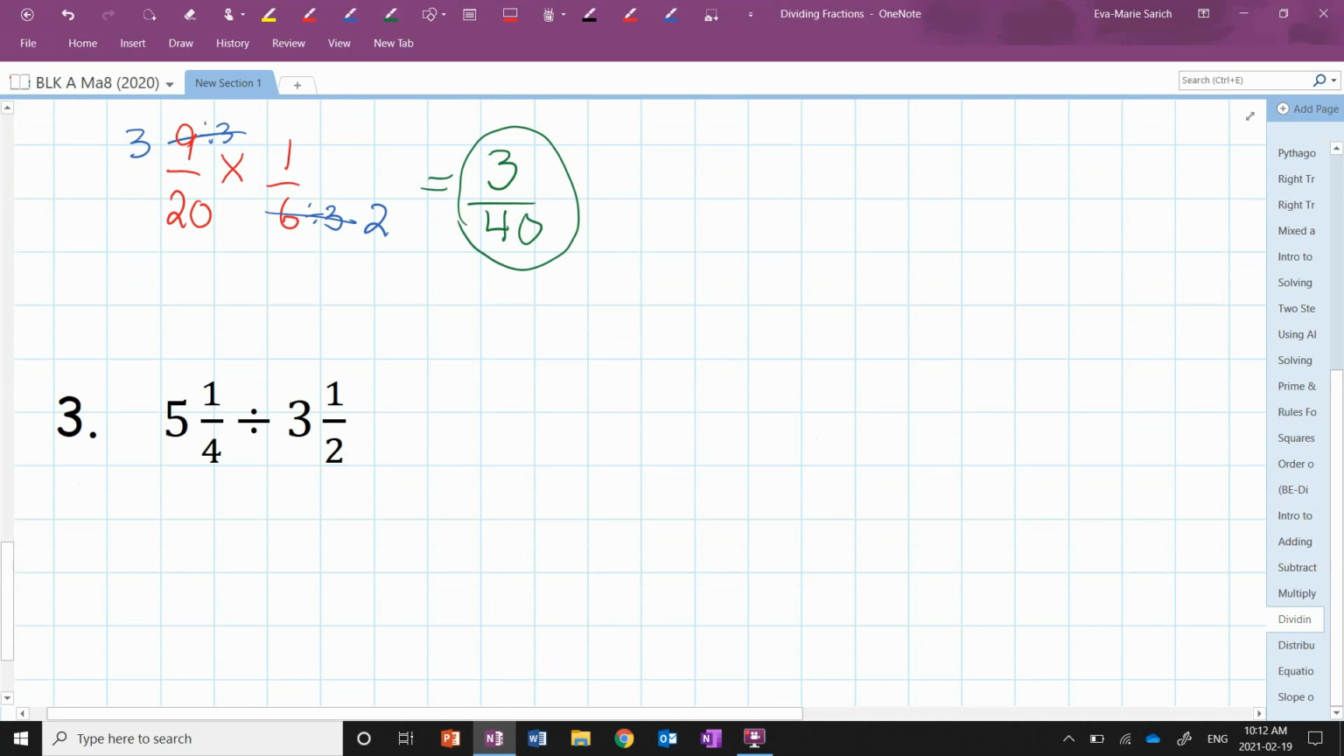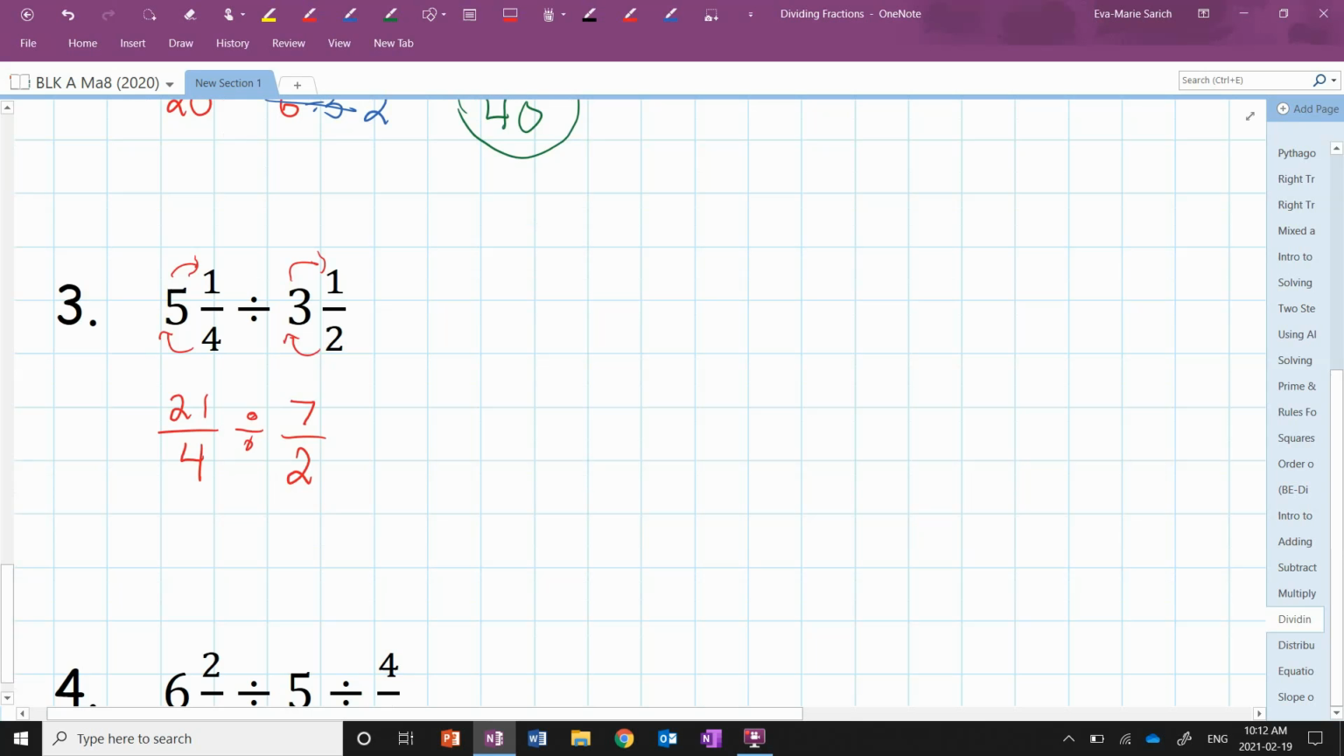All right, example 3. Now we're looking at mixed numbers. So the first step is we must get rid of the whole numbers. So 4 times 5 is 20, plus 1 is 21/4. Right? Convert the next one. 2 times 3 is 6, plus 1 is 7/2. This is still a divide question right now. All we've done is get rid of the whole numbers by going to improper.